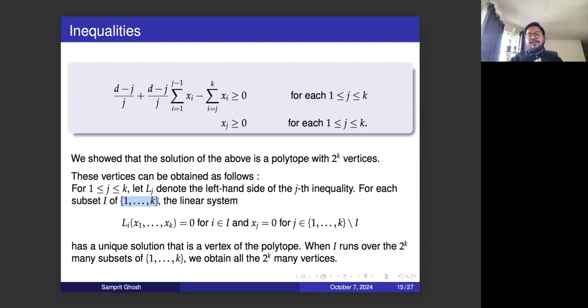So that's how we determine the vertices. You take a bunch of hyperplanes here, and then you take some of the inequalities from here, and their intersection is always a unique point. And so that's what gives us the vertices. And so as you take all 2 to the k subsets I, you get 2 to the k vertices. So that's how we determined this polytope.